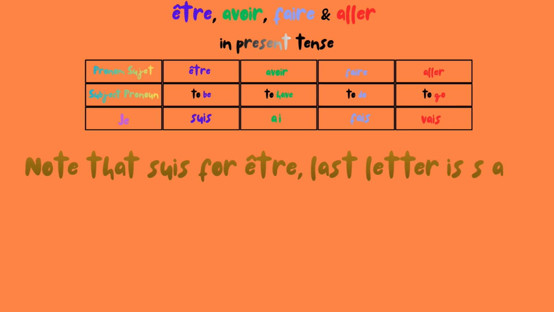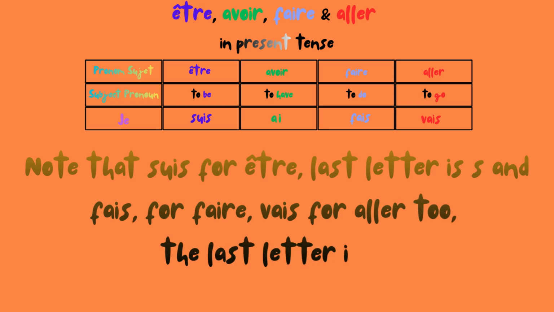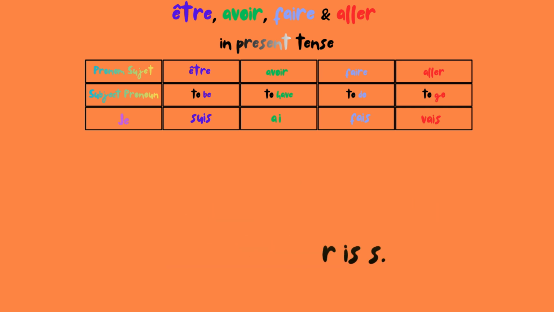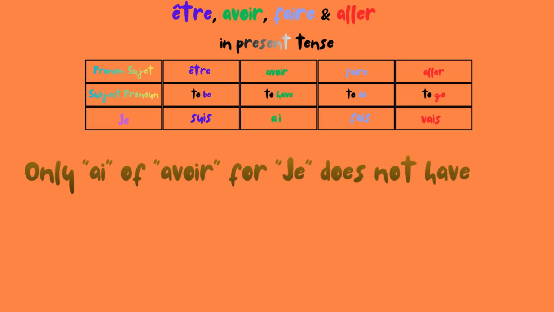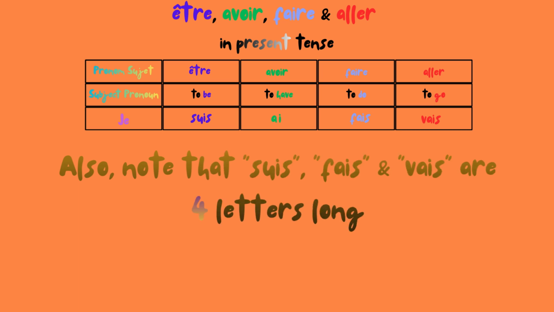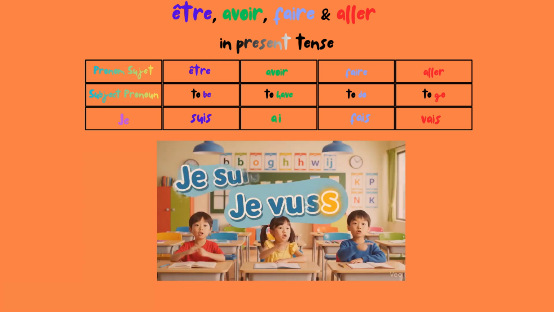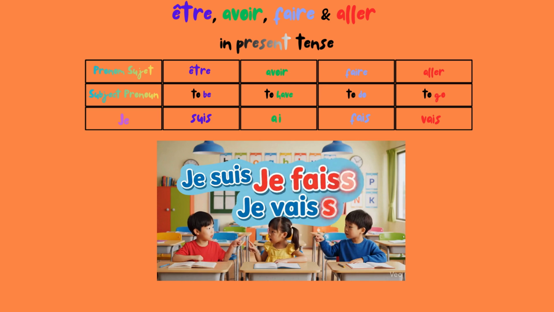Remember that suis for être, last letter is S, and fais for faire, vais for aller too, last letter is S. Only ai of avoir for je does not have an S at the end. Also note that suis, fais and vais are 4 letters long, whereas ai is only 2 letters long. Je suis, je fais, je vais. Notez bien le S final.